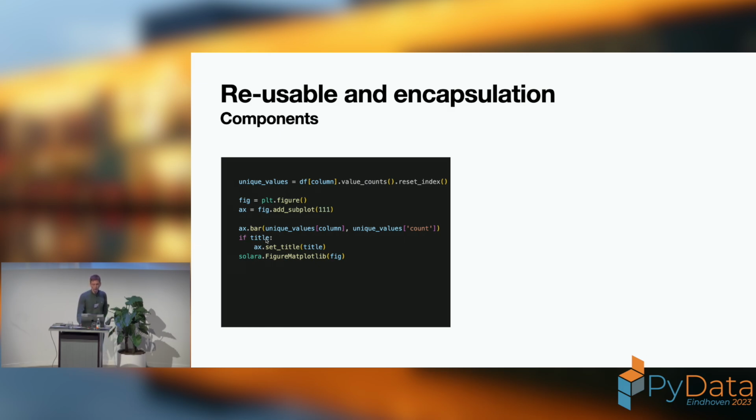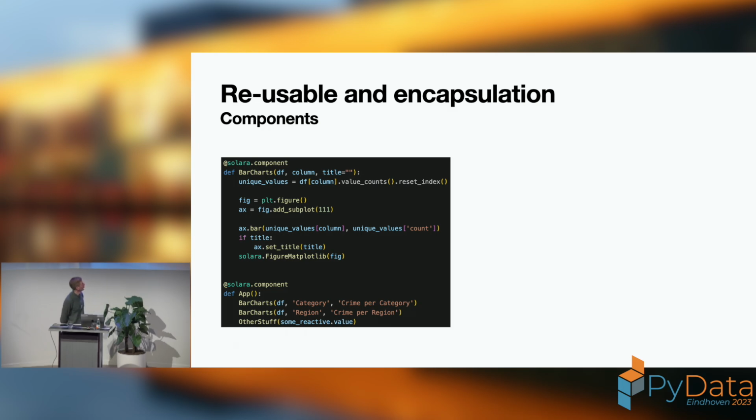OK, so we're going to reuse this. Now I turn this into a component by making it a function and giving it a decorator. And now I can reuse it. So my parent component makes 2 bar charts and some other stuff. Well, you say, well, Maarten, what are you doing? First, you're using this camel casing, why? And isn't this just a function? And it's not exactly the same.